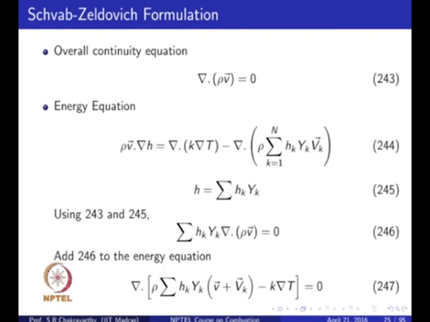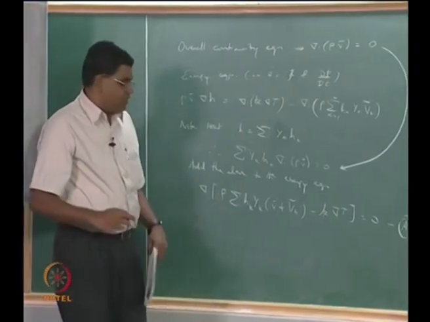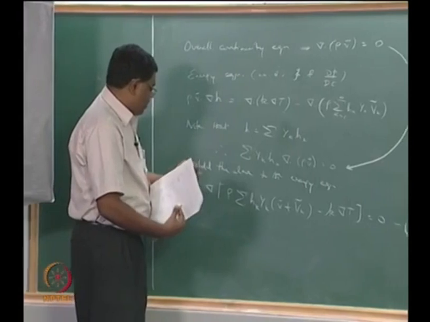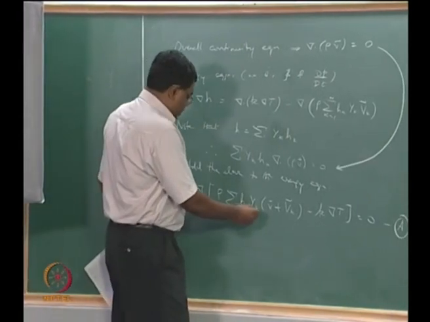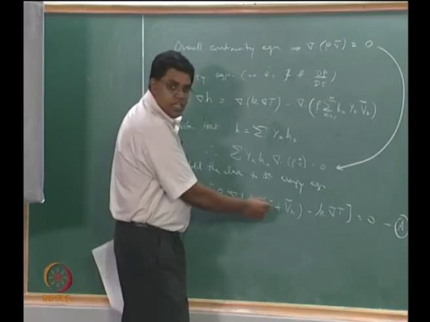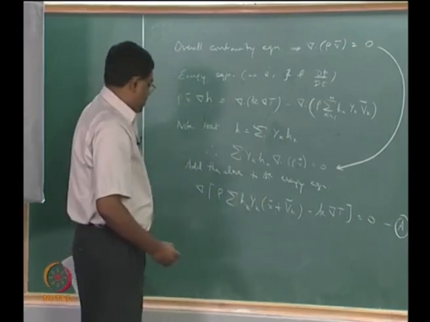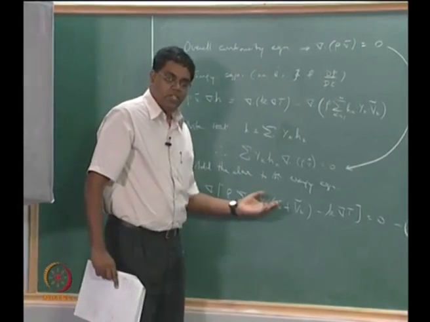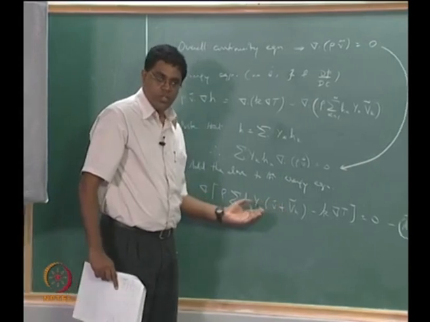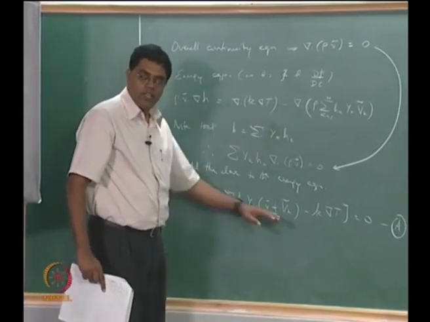Why would I want to do this? Because I'm now going to begin to realize that HK can be written as delta H of K naught plus the sensible enthalpy. All right, delta H of K naught times YK times V. If you now have this term, I can now try to look for supplying the species conservation equation to get its right hand side to come and plug in here.